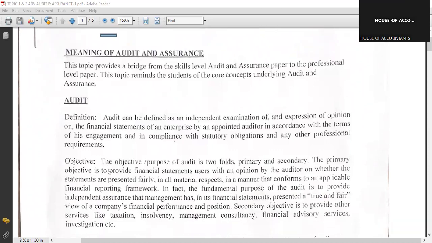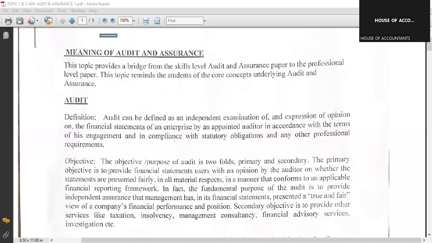What are the objectives? The objective or purpose of audit is twofold: primary and secondary. The primary objective is to provide financial statement users with an opinion by the auditor on whether the statements are presented fairly in all material respects. That is, in materiality, you look at it: can what I'm seeing here change the decision of the users?